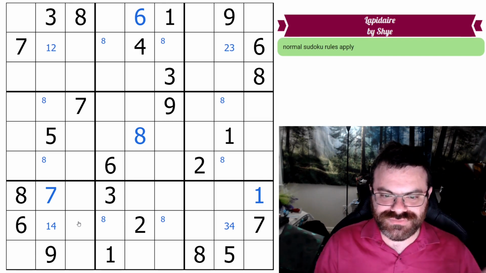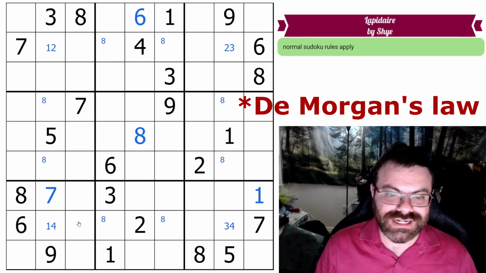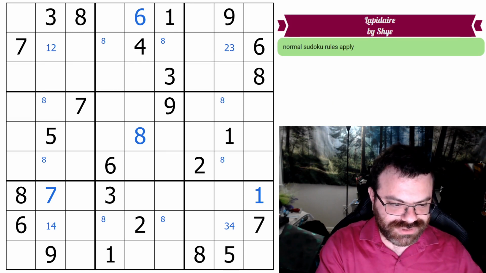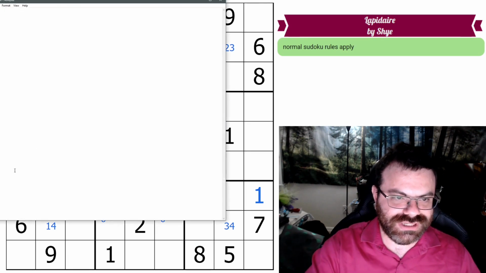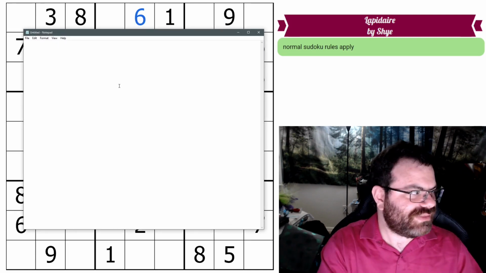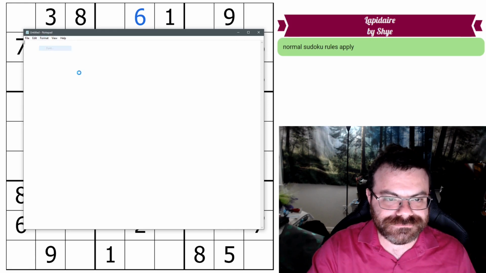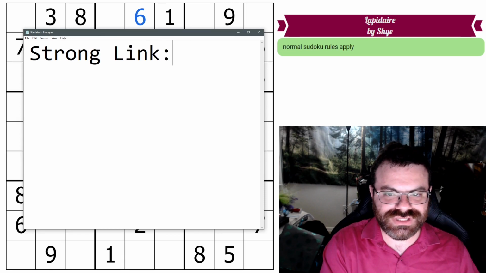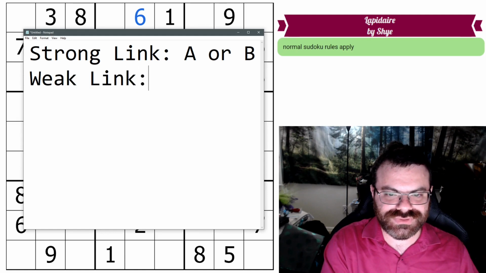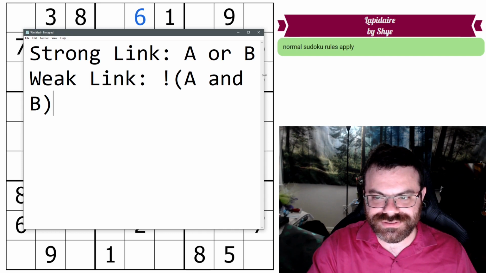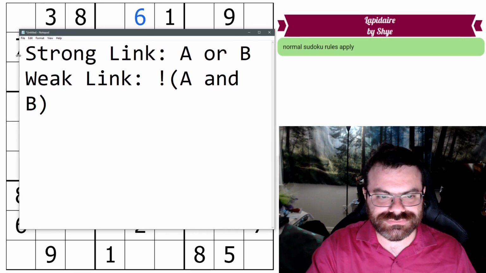So "not and," if you sort of use, I think it's De Morgan's rule, you can sort of put the "and" into there. So in fact, let me just really quickly pull up a notepad here. So let's just write this out. A strong link, maybe I can make the font bigger. Okay, so strong link is A or B. A weak link is not (A and B). Let's make this a little bit bigger.